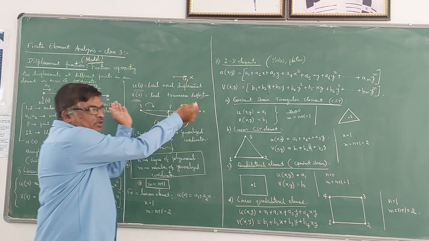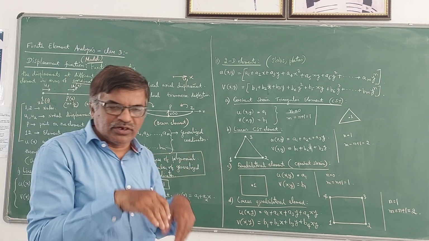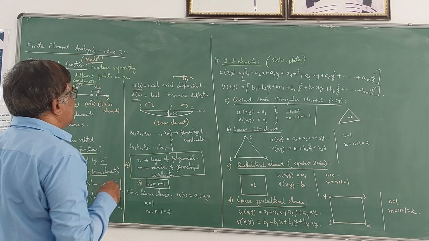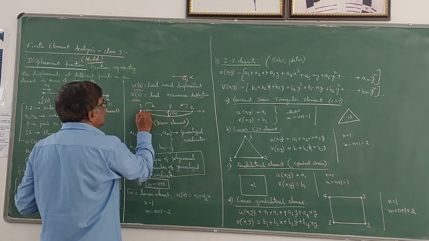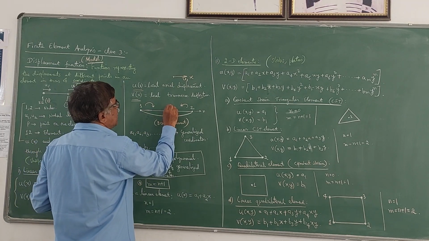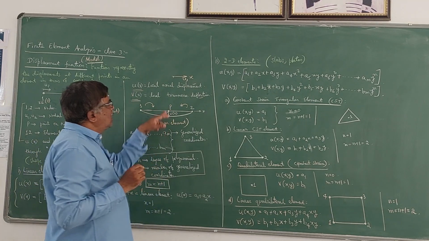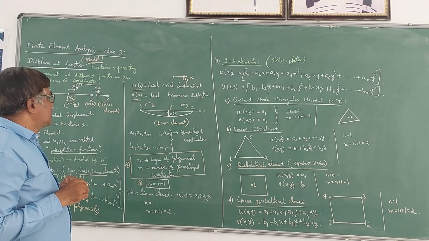So due to the development of bending moment, due to the application of the transverse loads, the beam bends like this. Here 1 and 2 once again are the nodes. At any point P, you can always find out the transverse deflection.